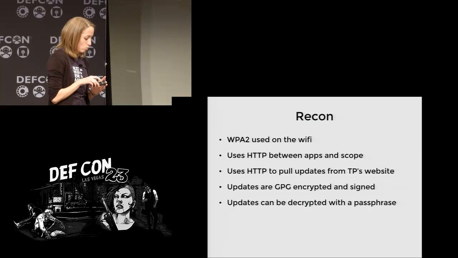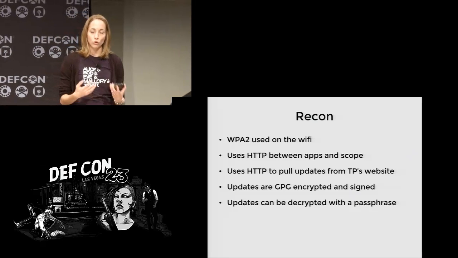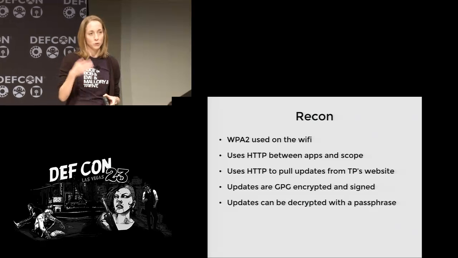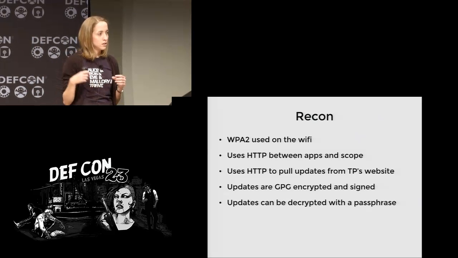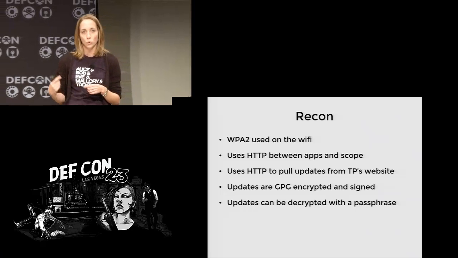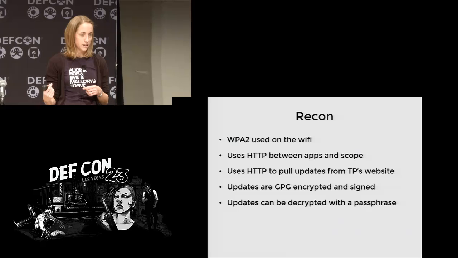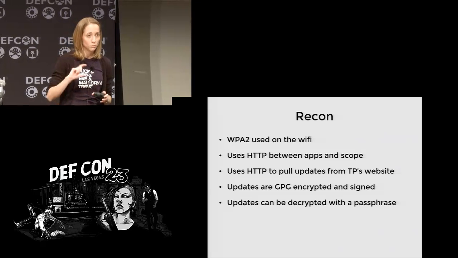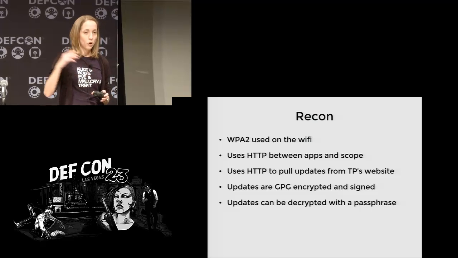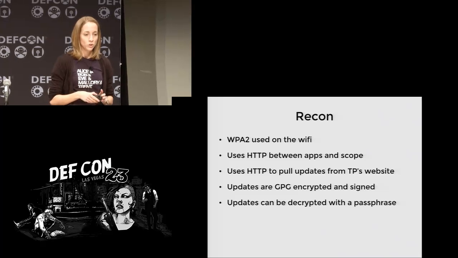So we downloaded the app from the Google Play Store. We decompiled them. We tried to figure out exactly what the communications between the apps and the scope look like. There's a WPA2 key for the wireless network that's a default, very guessable key, but it's still there. We found that the apps communicate between your phone and the scope over HTTP only, which isn't that big of a deal when you have WPA2.